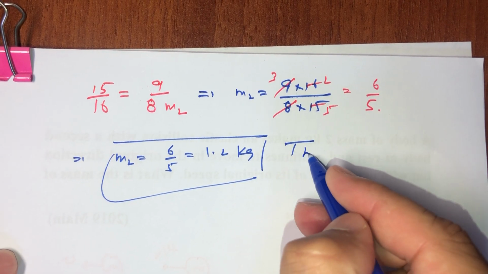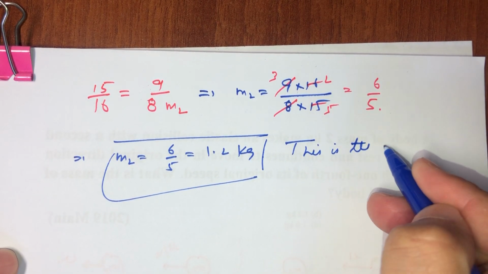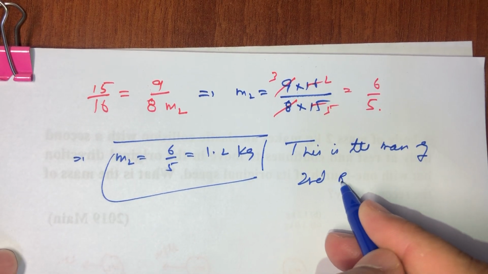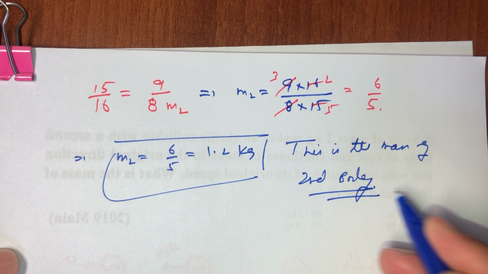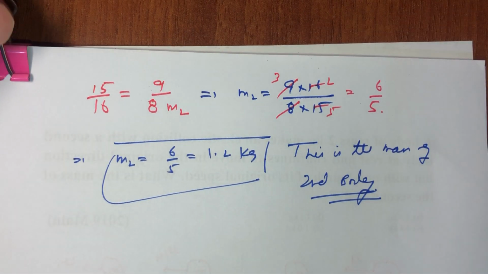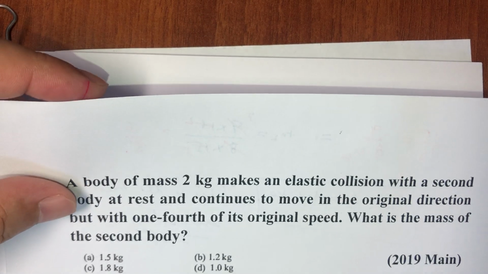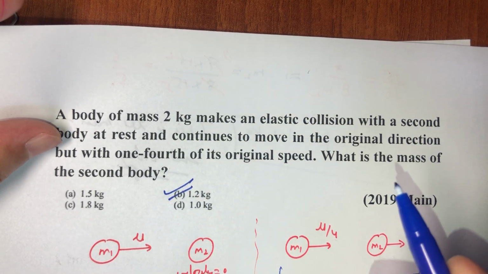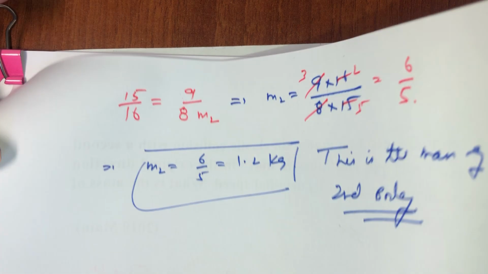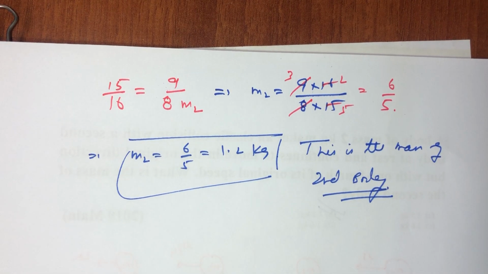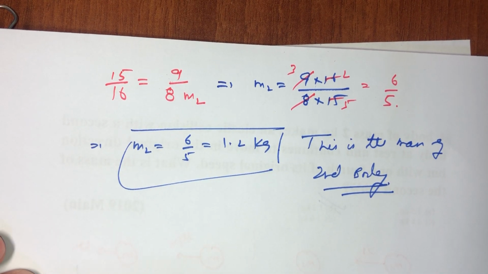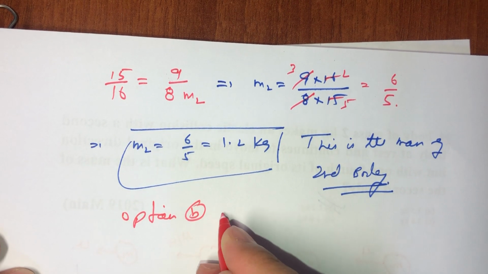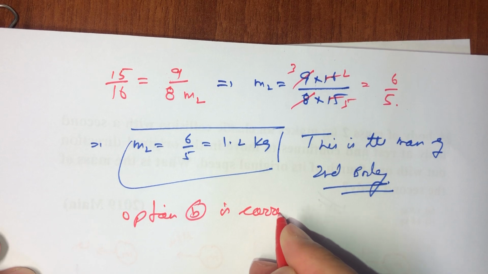So this is the mass of the second body, and option B is the correct option.